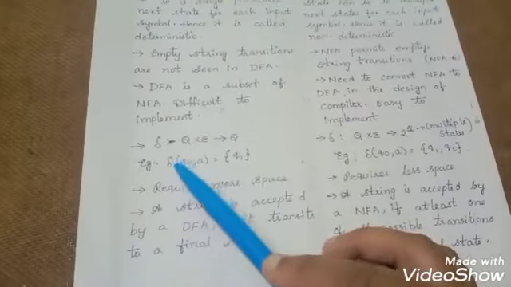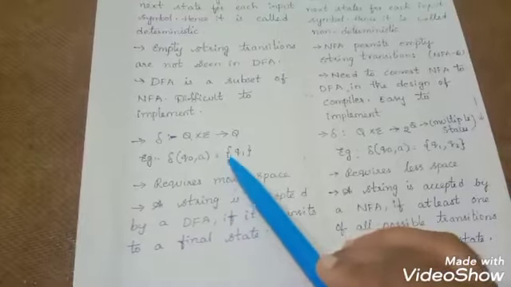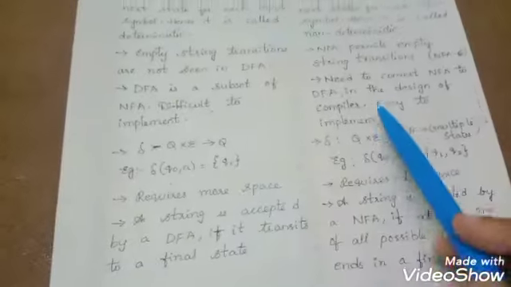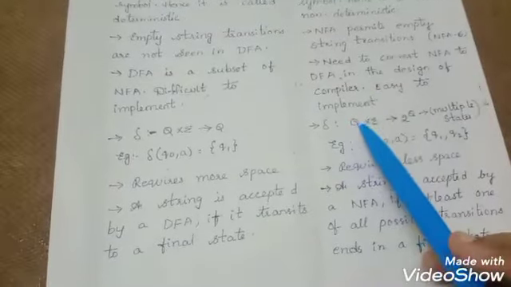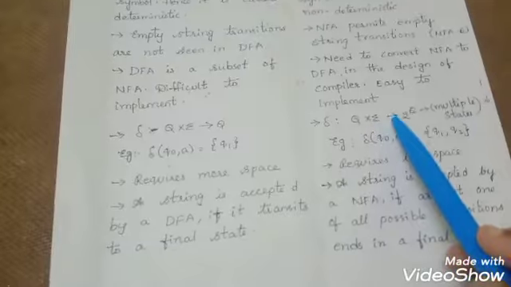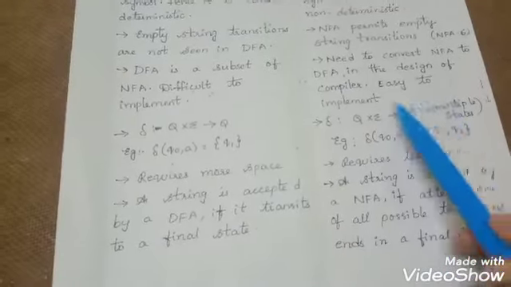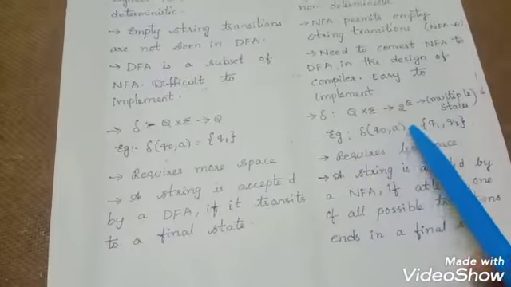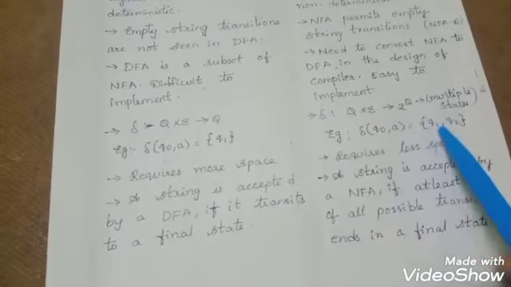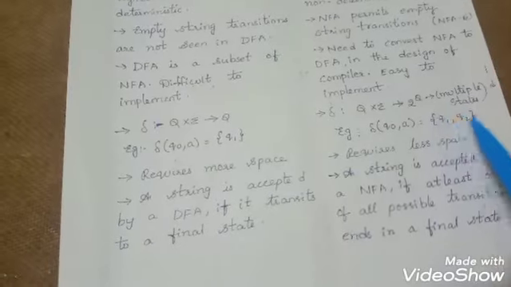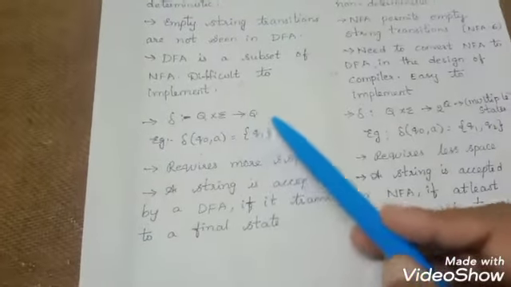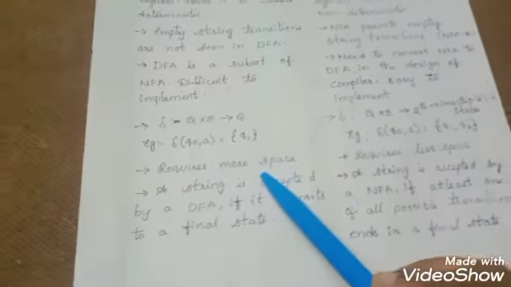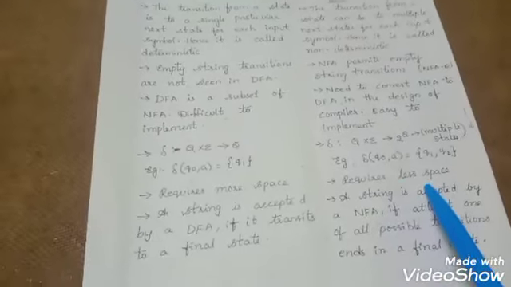That is, delta of q0 comma a is equal to q1; it moves to state q1. Whereas in an NFA, delta is Q into sigma gives 2 power Q. That means it gives multiple states. So here delta of q0 and a may move to q1 and q2. So there will be multiple states here, whereas only a single state will be here. And a DFA requires more space, whereas an NFA requires less space.